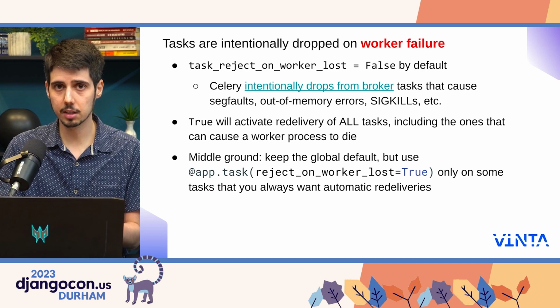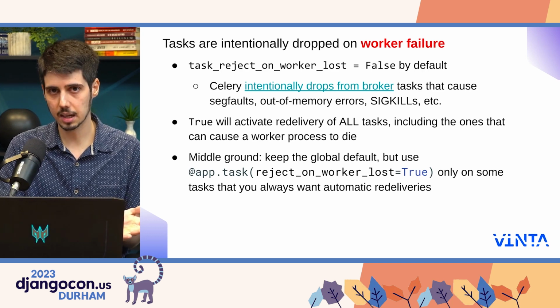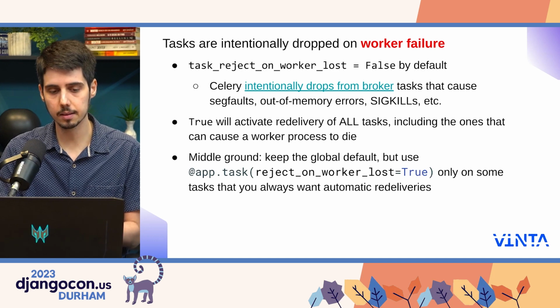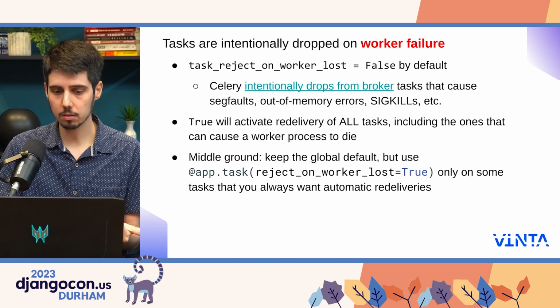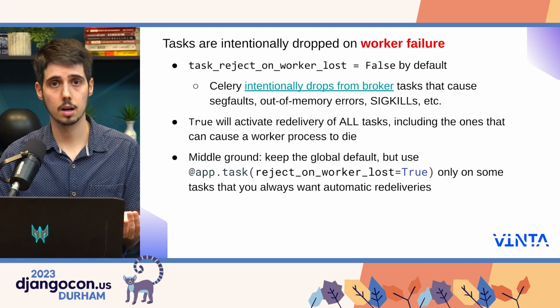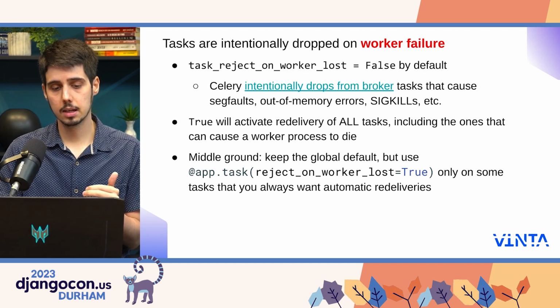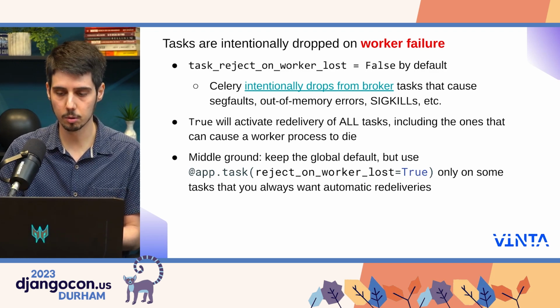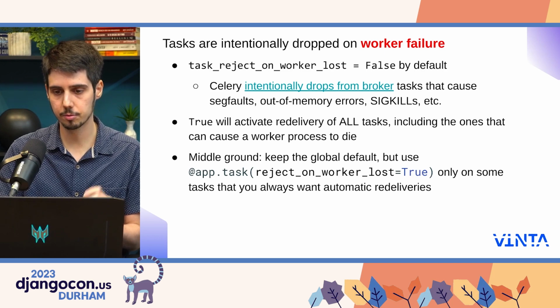So what Celery is trying to achieve here is to not have tasks that cause the worker to die be redelivered, right? You can have a middle ground if you have tasks that sometimes fail, but sometimes they work. On those tasks, you can change the task_reject_on_worker_lost setting, and you can keep the global default as it was before, false.